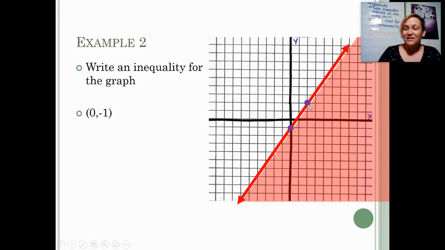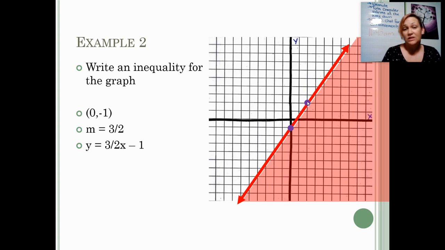Here's my next dot. When you're looking for your dots, make sure that they're crossing on the intersections so that it's on a nice whole number. And my slope from my left dot to my right dot is rising 3 and running 2, so 3 over 2. And here is my equation.